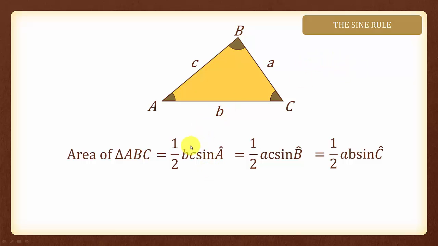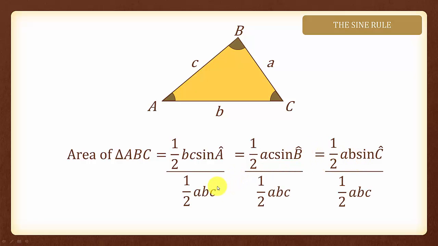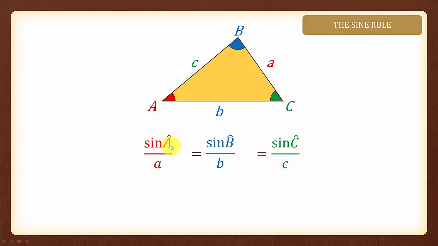Now, let's derive the sine rule. In order to do so, we will divide all these three area formulas with half ABC. Now, half divided by half is equal to 1. Likewise for B and C. And hence we can cancel, and similar for the rest of the common terms. After cancelling, these are what's left. And we will have the sine rule, which is sine angle A over A equals sine angle B over B equals sine angle C over C.